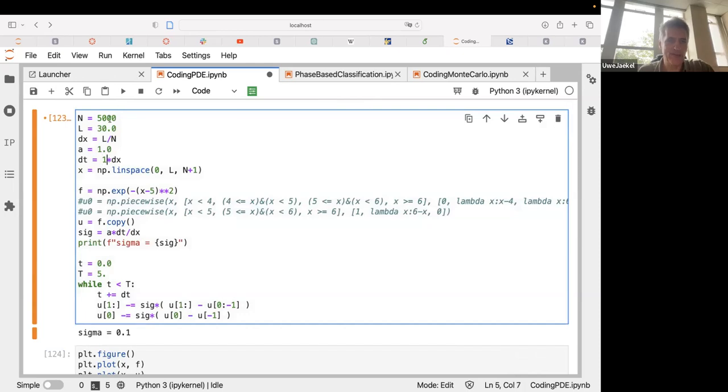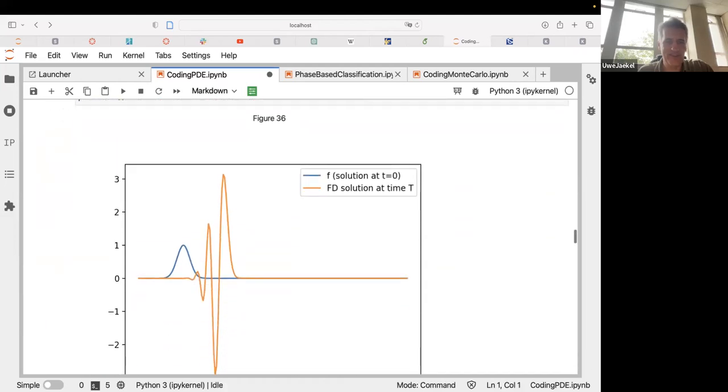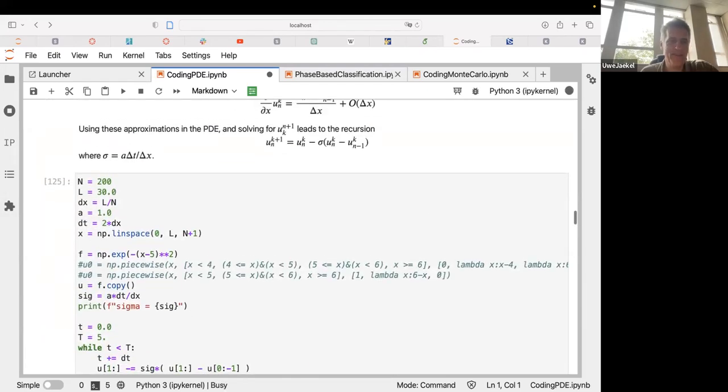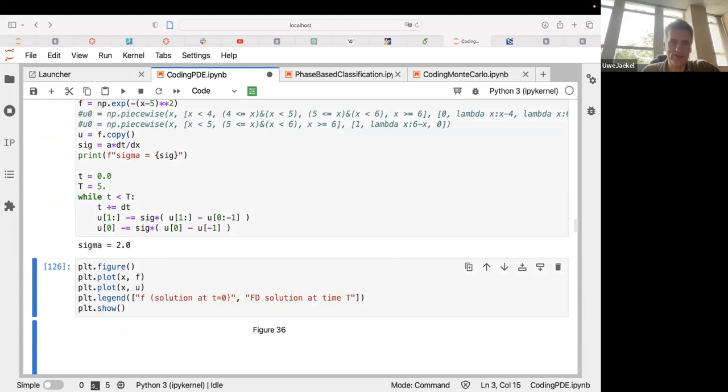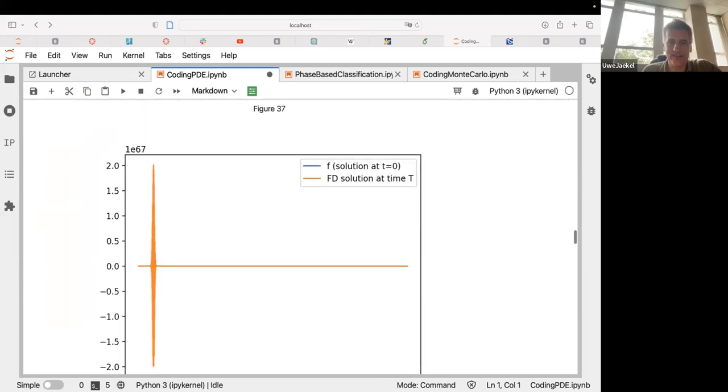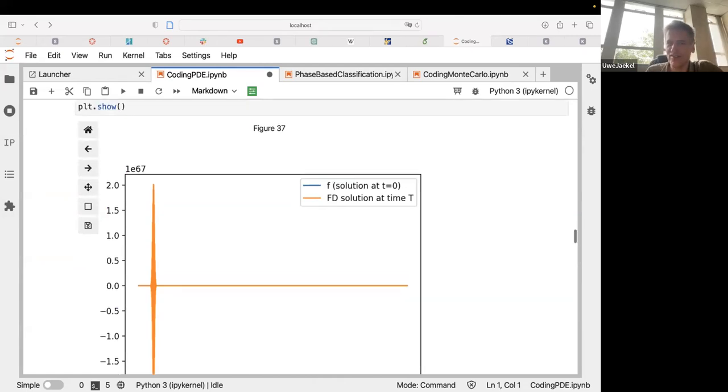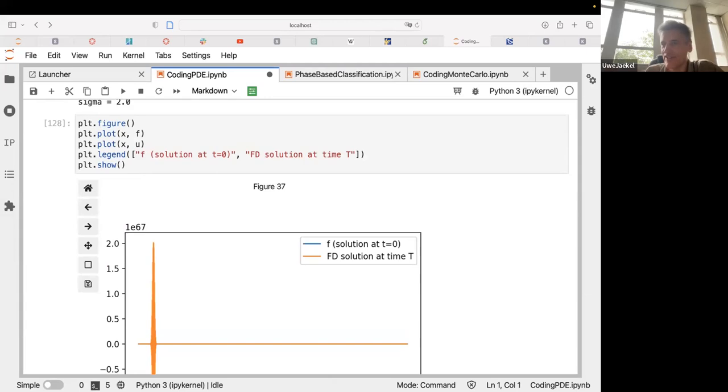Let's see what happens with the instability. Let's go to the unstable situation again. Here, you see, you have this instability, the oscillations. Let's increase the number of grid points. And you see, making delta x smaller doesn't help you much against the instability problem. Actually, it's getting worse here.